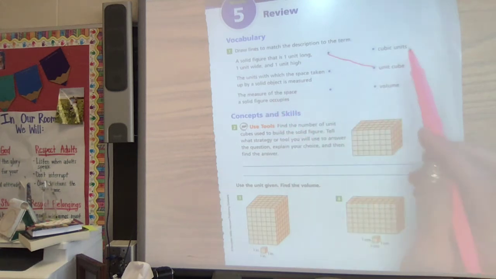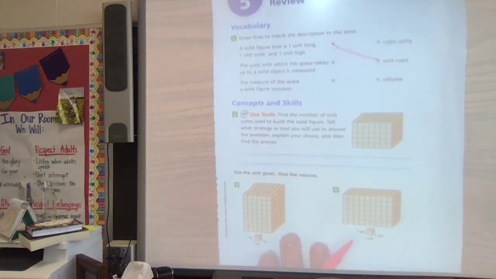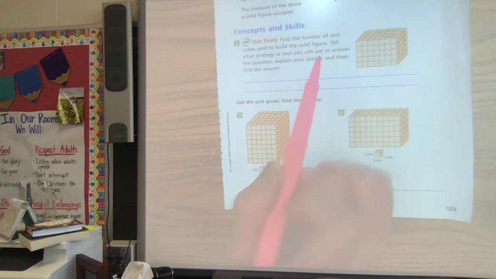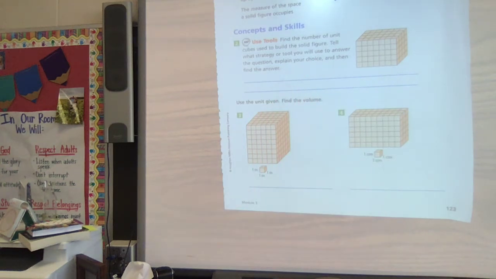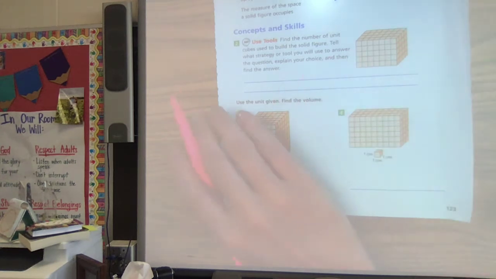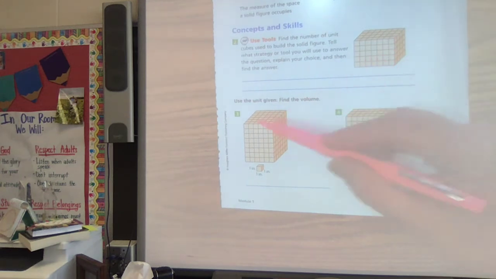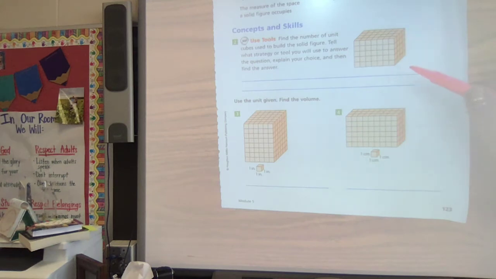Also, flip back in your book. You've got these vocabulary words in here. All right, number 2. I know you can do it. Find the number of unit cubes used to build this solid figure. We just have to look and know how many cubes are here. Tell what strategy or tool you're going to use. You may decide to do it in a different way than your friend might, and that's okay. So you need to just say what you did and then write your answer. I'm not going to do that one with you because I want you to do that one on your own. Tell me what strategy you use to figure out how many cubes there are.